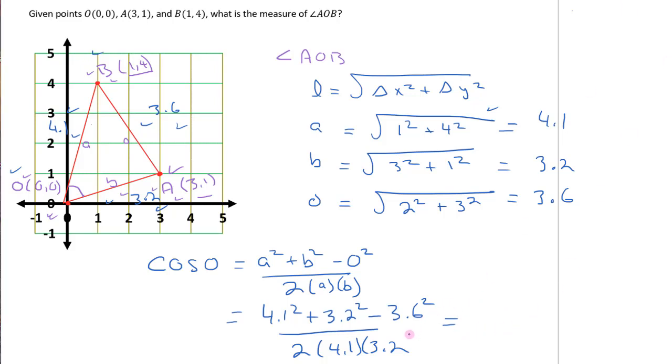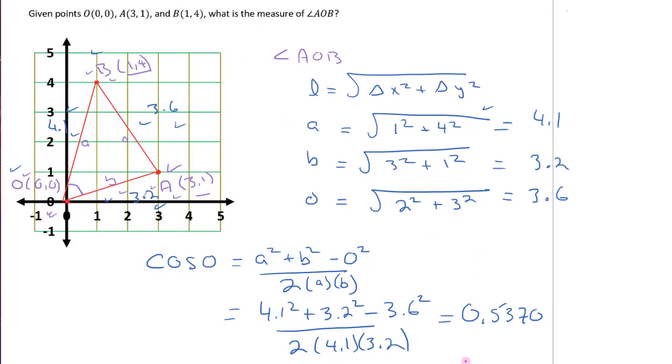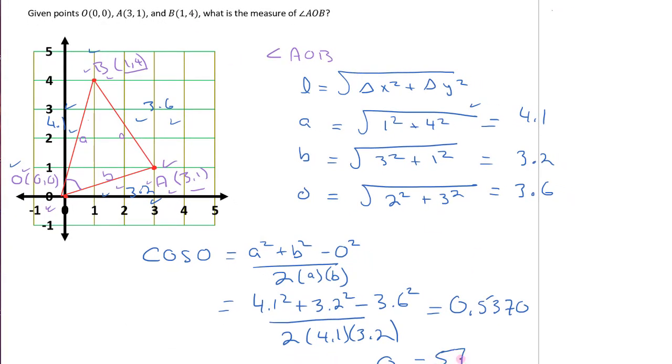When I punch this in on my calculator, I get cosine of O is going to equal 0.5370, rounded to 4 decimal places. Now I can calculate angle O by using the cosine inverse function on my calculator, and I get angle O is going to equal 57.5 degrees.